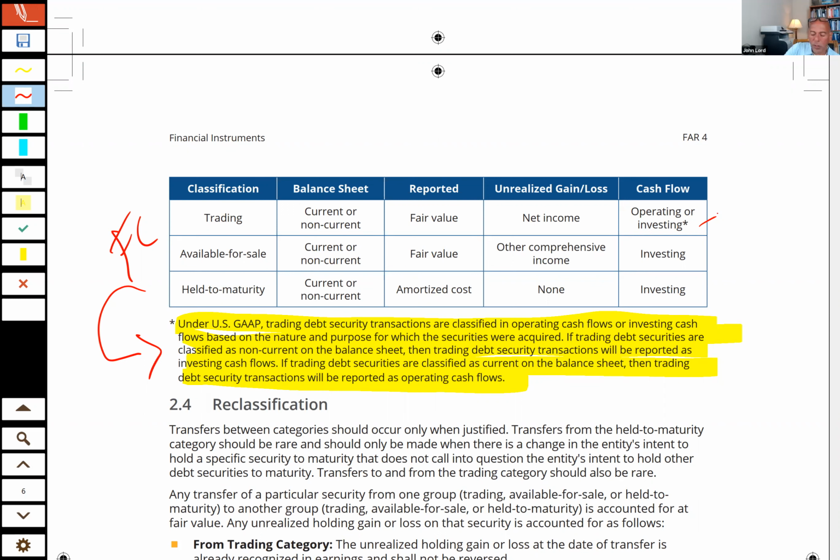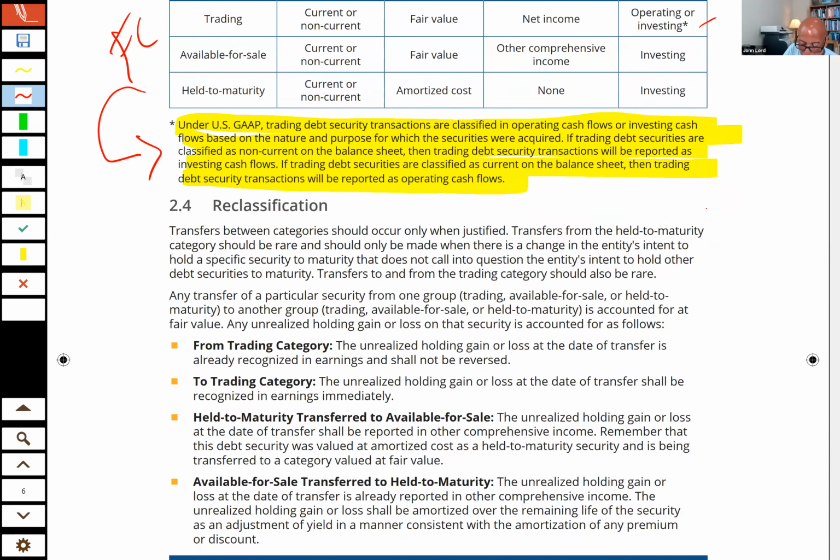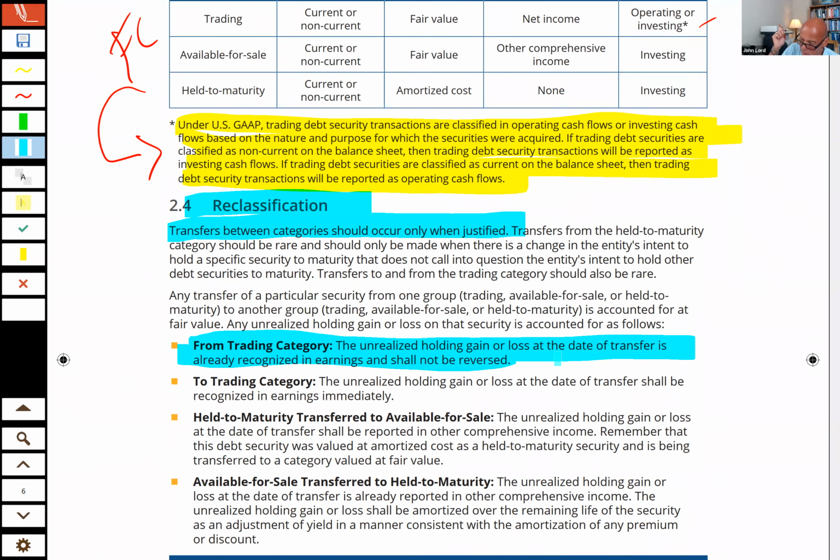Okay, question. Okay, good. Reclassification. Okay, what happens if we take a security out of one category and into another category? So if it had been a trading security and we take it to any other category, in other words, available for sale or held to maturity, don't do anything. You've already taken the loss into net income. You don't have to do anything at that point. No adjustment is necessary.